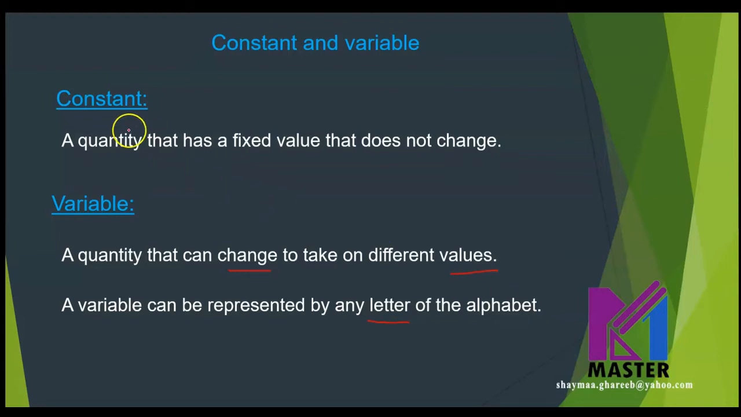But the constant is a clear number, and it's written as a number. The variable is written as a letter. So the constant is a number, the variable is a letter. Okay, now let's see an example to make it more clear.